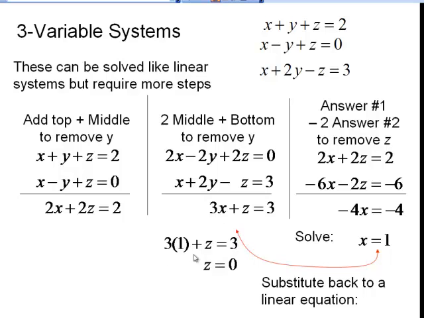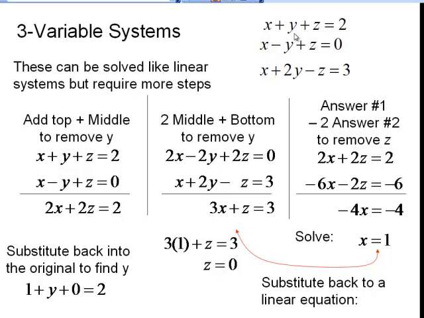Then take those answers, go back up. I'm going to pick the top one. 1 plus y plus 0 equals 2, which means y is equal to 1. So that's your triple. 1 and 1 and 0. 3 variable systems take longer, but they can be done.